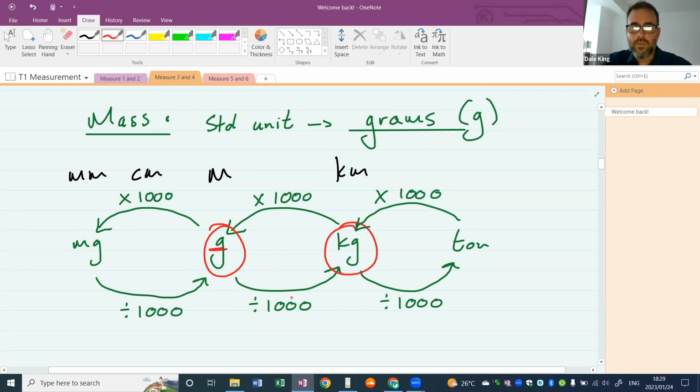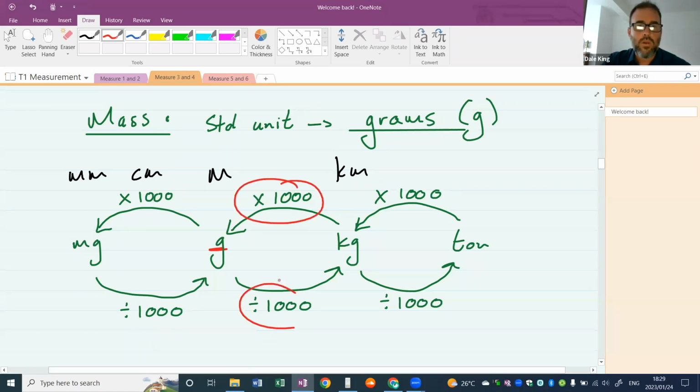But if I go up, I'm going to divide by 1,000. So the arrows will show you in which direction you need to move, and the sum at the top or at the bottom shows you what calculation you need to do. If you go from a bigger to a smaller unit, you must multiply, and if you go from a smaller to a bigger, you must divide.